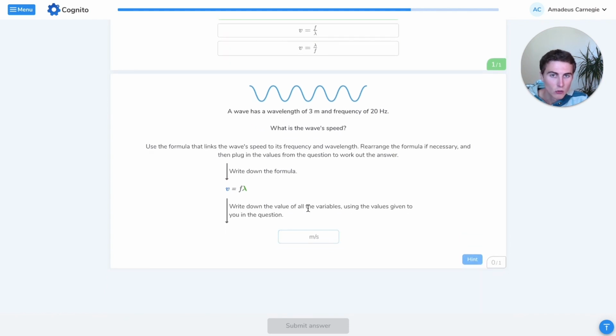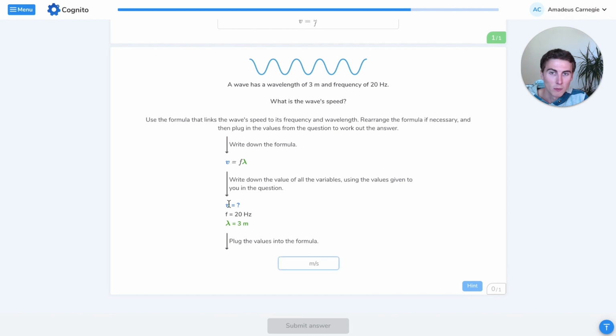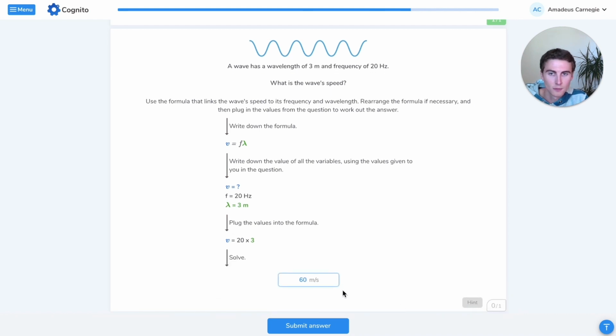Then it says write down all the variables. So because there's a few different numbers involved, it's sometimes helpful to write down what each thing is. So here, the speed is what we don't know. The frequency is 20 hertz, we're told that up here. And the wavelength is 3 meters. So then we can plug these into our formula that we've written. And that will tell us that speed is 20 times 3. And if you put that in your calculator, that will be 60 meters per second. And that's it. Does that make sense?